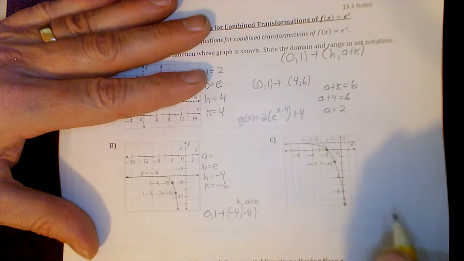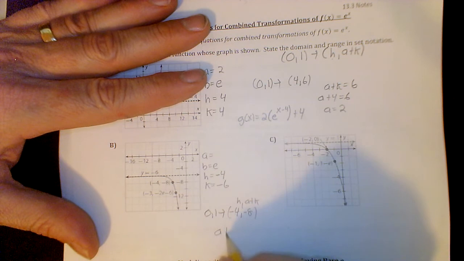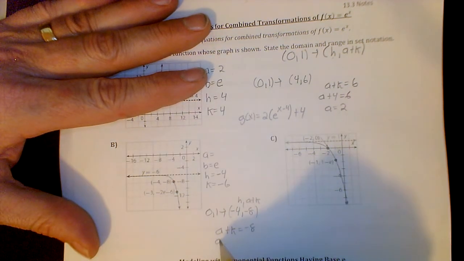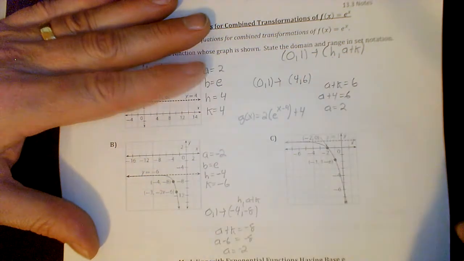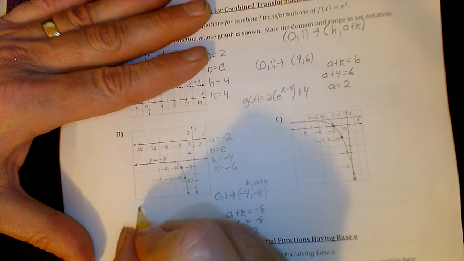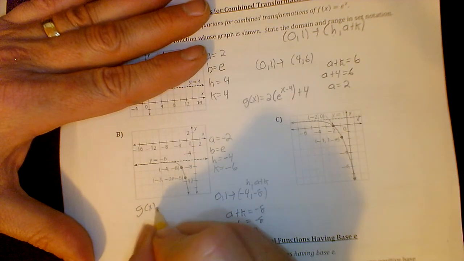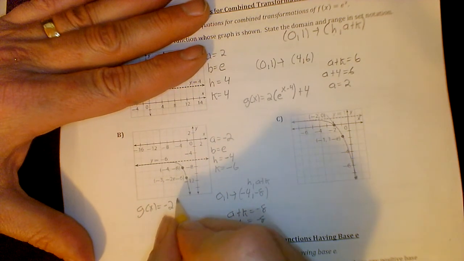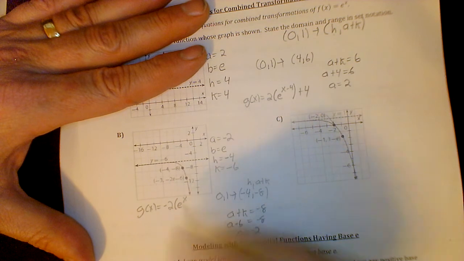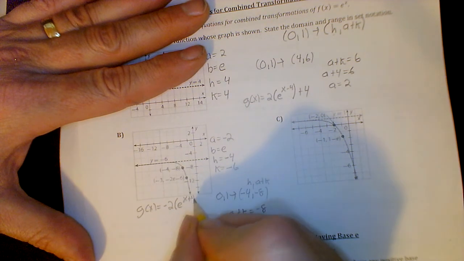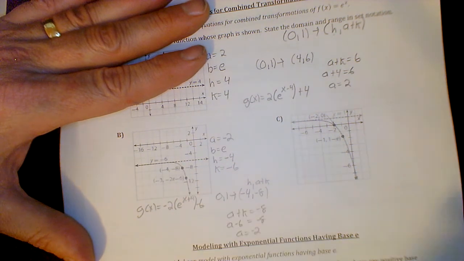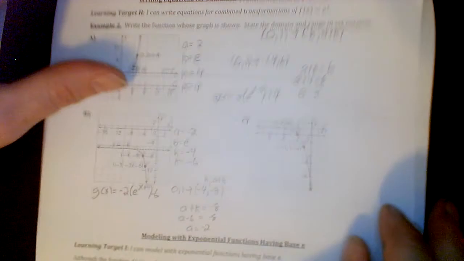Done. H is -4, right? And A + K is equal to -8. K is -6, so A - 6 equals -8, which makes our A equal to -2. We're finished. There it is. Alright, so we say, hey, G of X equals A, which is -2, times our base of E to the X minus -4, so plus 4, minus 6. Finished. Alright, that was about just over a minute.